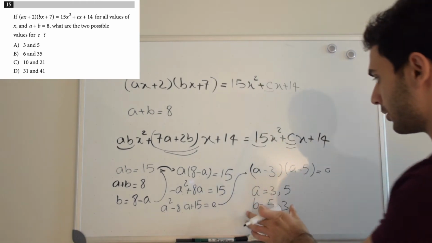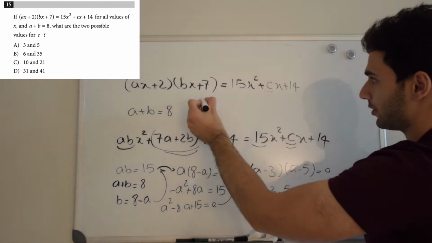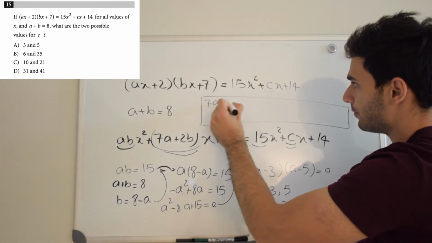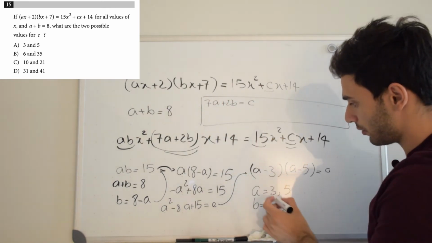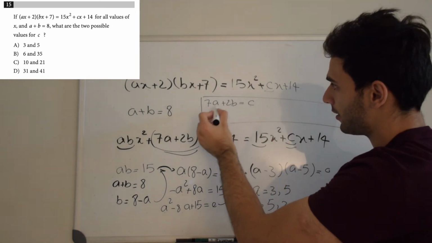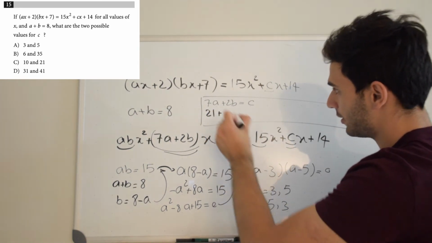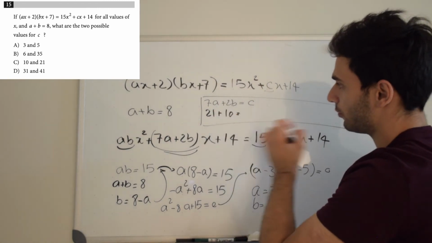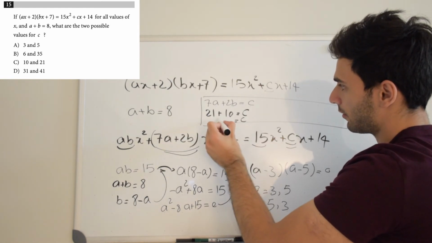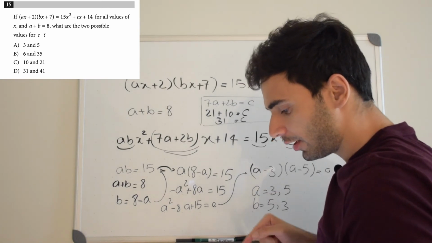Right? So what can I do with this information? Now I have 7a plus 2b equal to c. So I'm going to write it just here. Let's say the first scenario, a is 3, b is 5. So just plug in. It's going to be 21 plus 10, since b is 5 and 2 multiplied by 5 is 10. So c is going to be 31. So right now one of our answers has 31, and that's D.